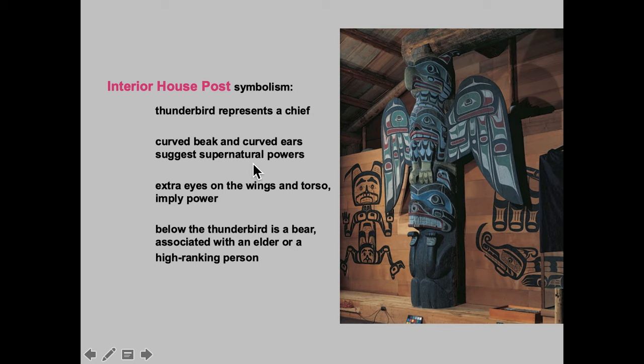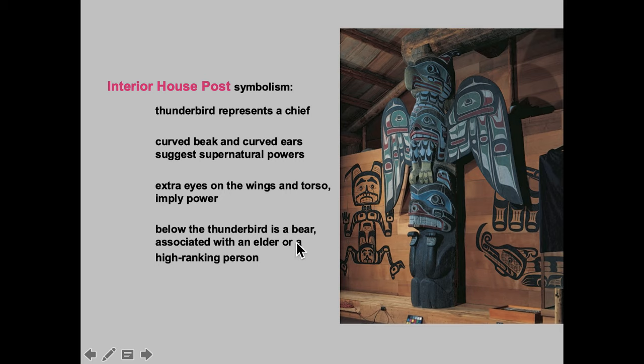And then the curved beak and curved ears suggest supernatural powers. Extra eyes on the wings and torso imply power. We've seen this in Maori culture, which is so interesting because this is, oh my goodness, maybe 6, 8, maybe 10,000 miles away, but it is on the same travel in terms of the Pacific. It's entirely possible. This is the very top end of the Pacific, where it ends in the north, and the Maori are toward the south.